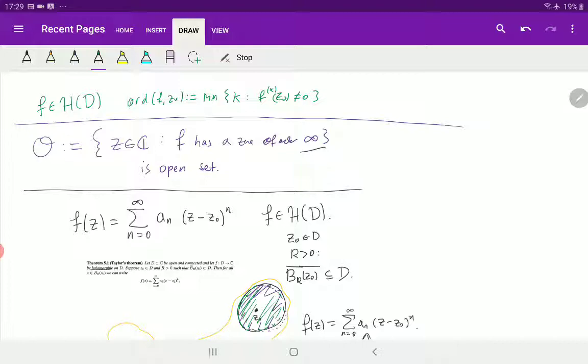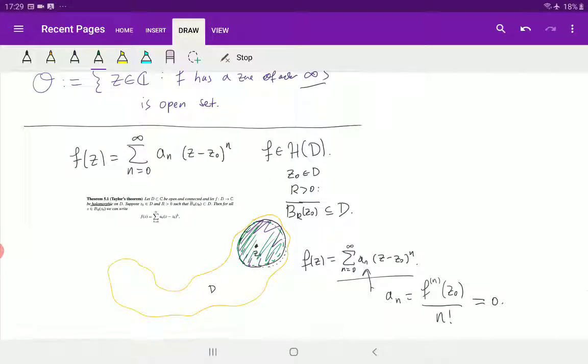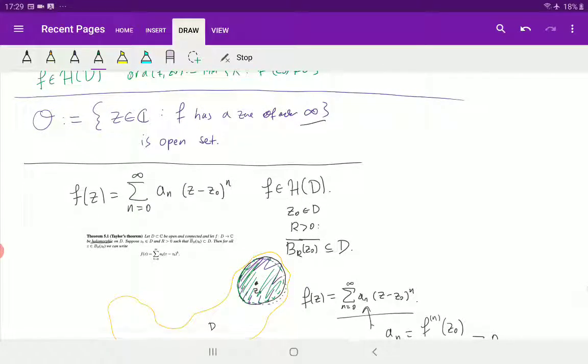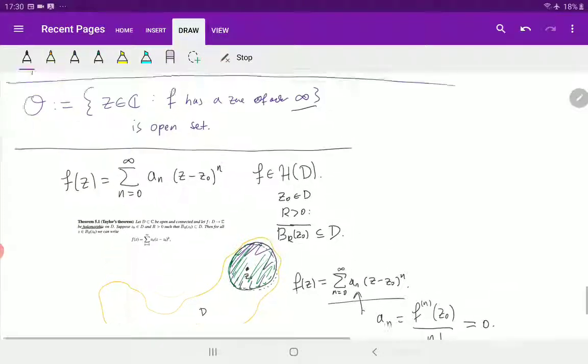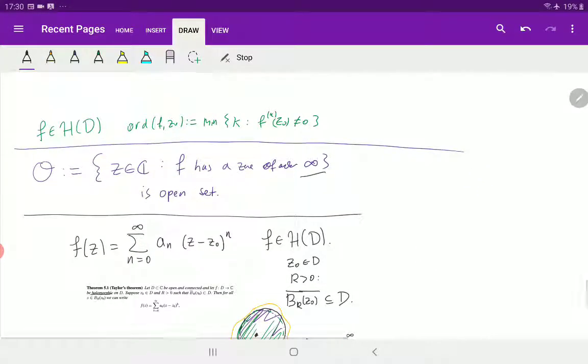But importantly, even though D is connected, it's not yet clear that f is going to be identically 0 on the whole of D. It's just going to be identically 0 on an open set. Nevertheless, this set is open. Or it could be the empty set, but the empty set is open.